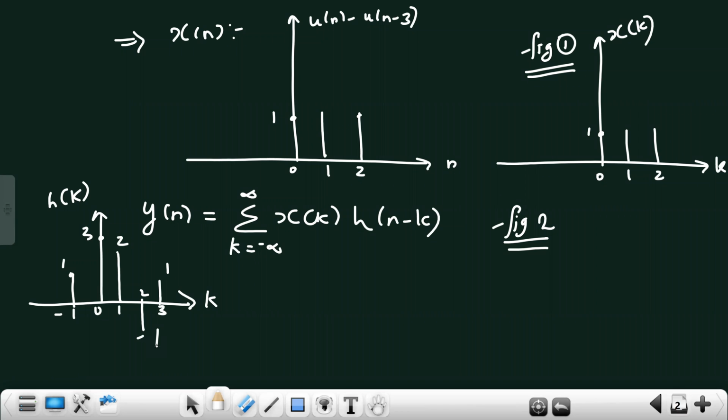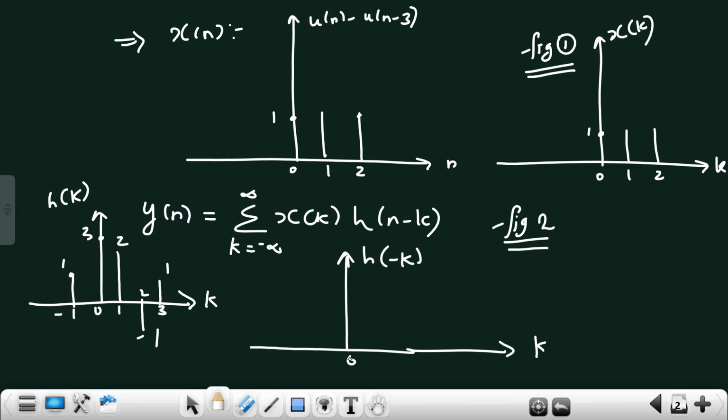So this was your h of k. Now after plotting h of k, you will be plotting h of minus k. So how will you plot h of minus k? By taking the reversal. Okay. So you are going to plot, folding the signal. So whatever signal you have at the right side, you will plot at the left side and vice versa.